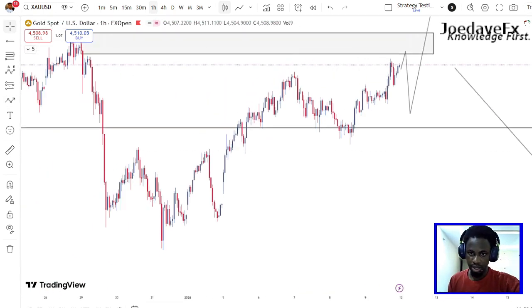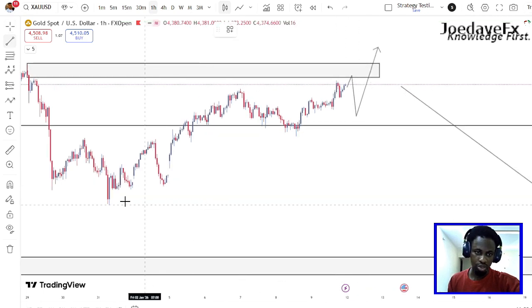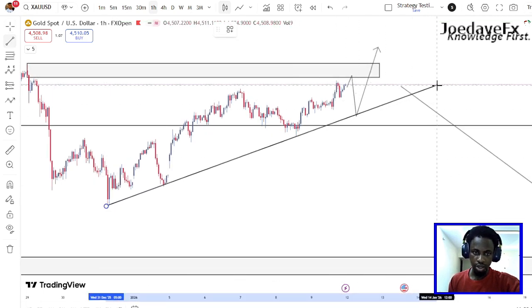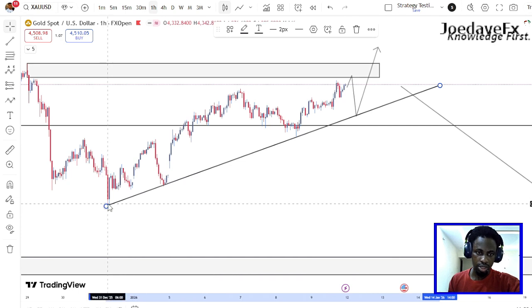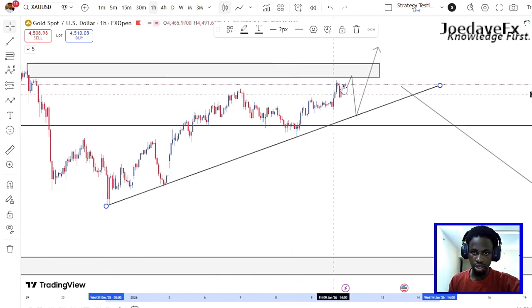And if we try to check, gold is trading with the trend line. So in the trend, as you can see there, that's the trend line. I connected this one with this one, then did the third touch here. So you can see gold might just push back here.